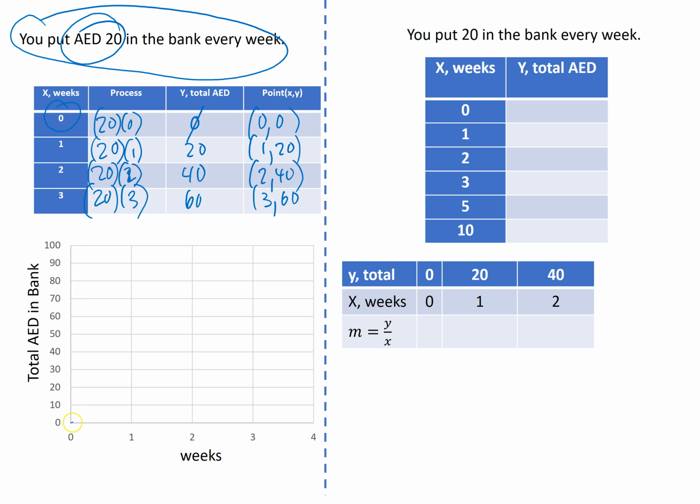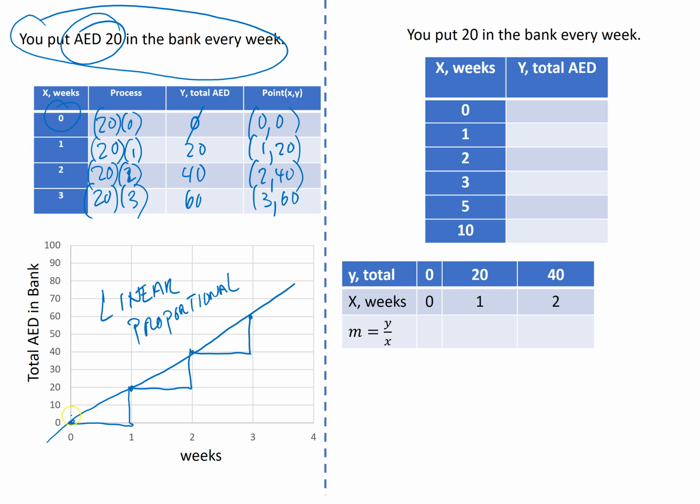So I graph this. No weeks, no money. 1 week, 20. 2 weeks, 40. 3 weeks, 60. If you remember, that's linear, and it is proportional. Goes through the origin, goes through 0, 0. All right, so I'm going to put my numbers here: 1, 20, 40, 60.